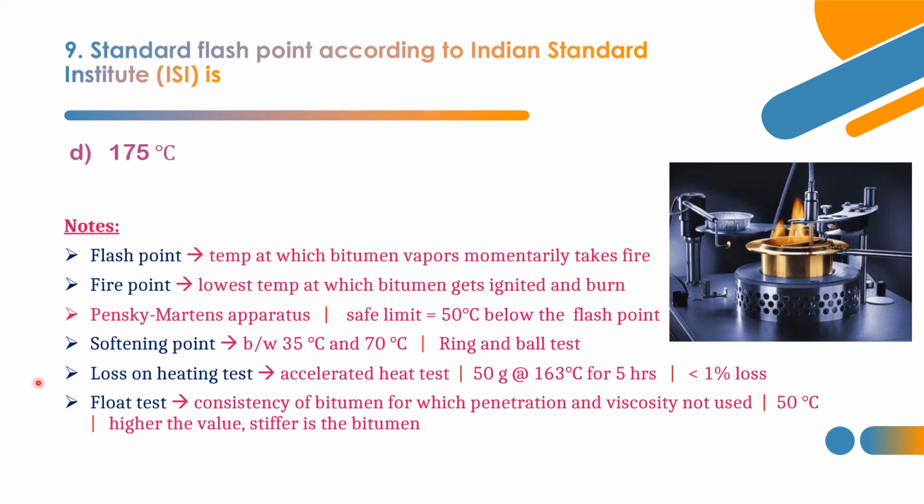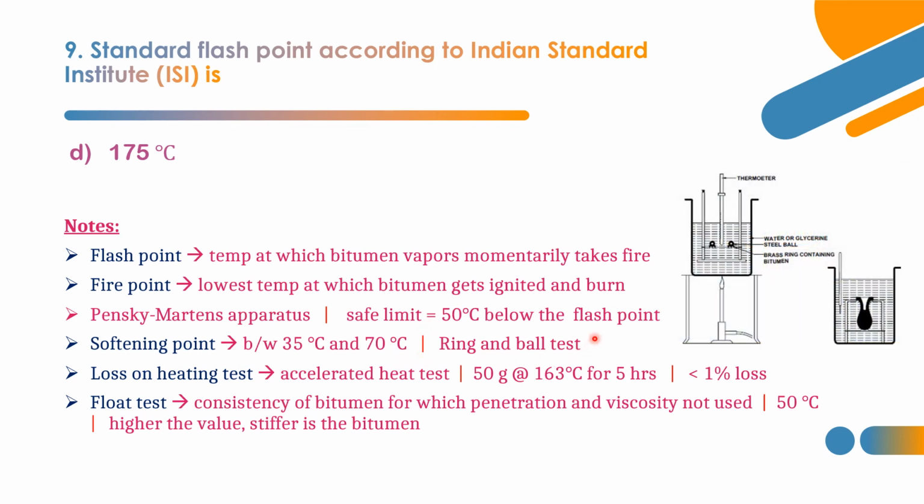And now we shall see other tests on bitumen. One is the softening point test. The standard value of softening point shall be between 35 and 70 degrees Celsius. And the test is called the ring and ball test. That is the softening point test.